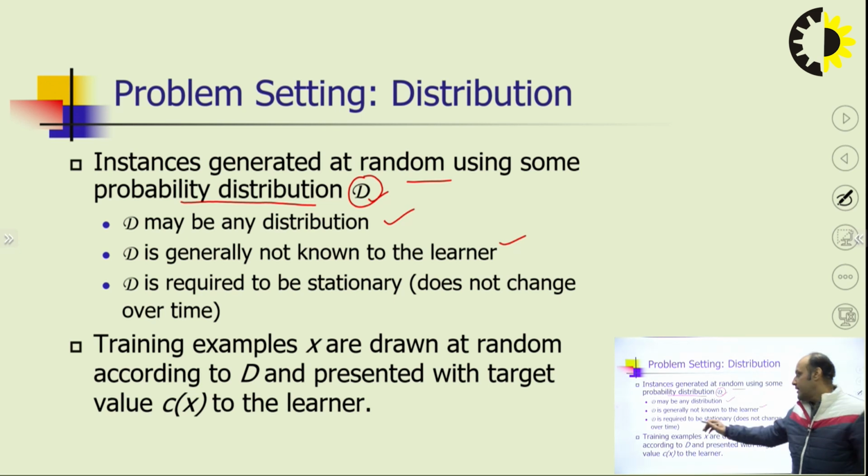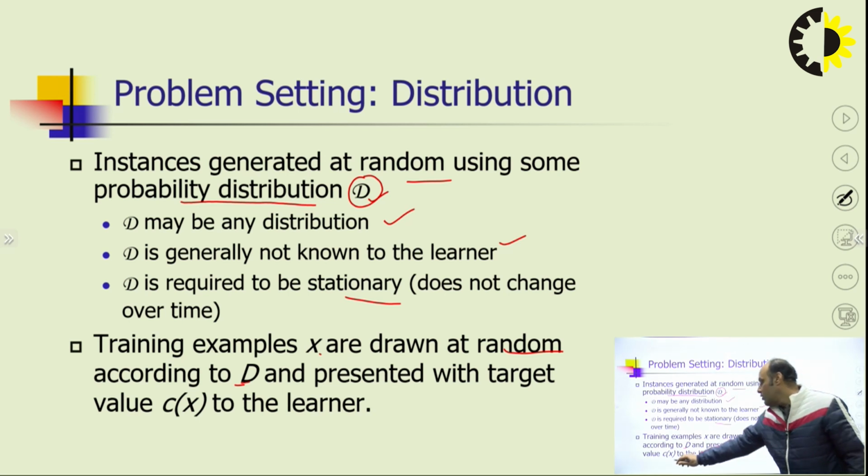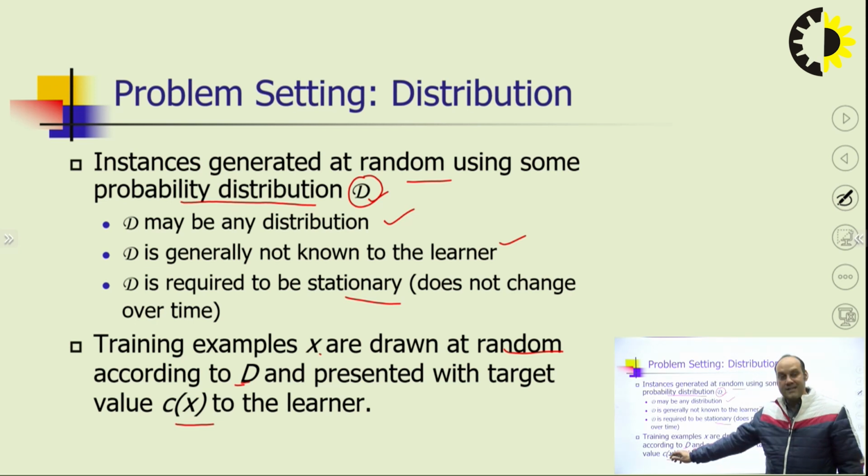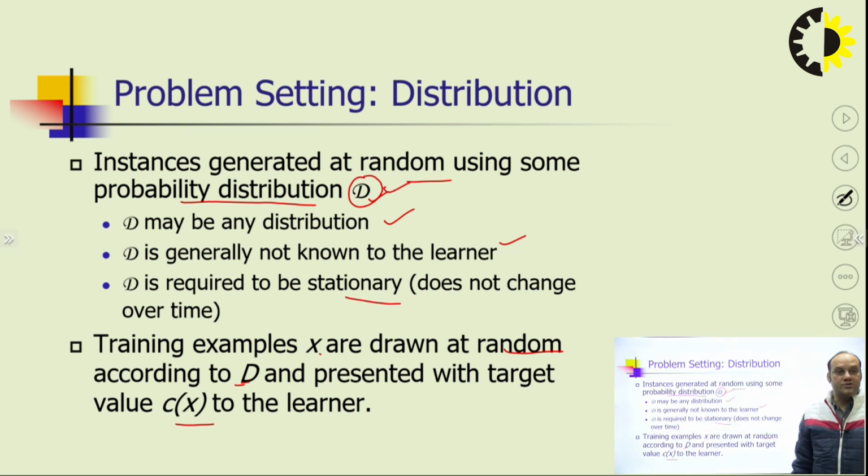D is required to be stationary. Stationary means that this distribution does not change with time. So my training examples x are drawn randomly according to this distribution, and presented with the target value c(x) to the learner. We assume c is a concept and we have defined it as a target function, on the basis of the probability distribution defined here with the variable D.